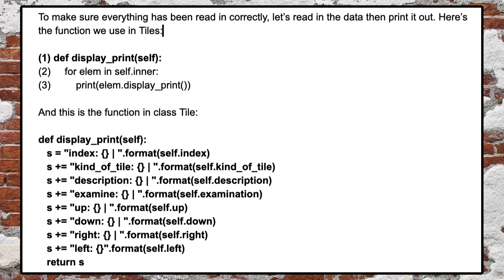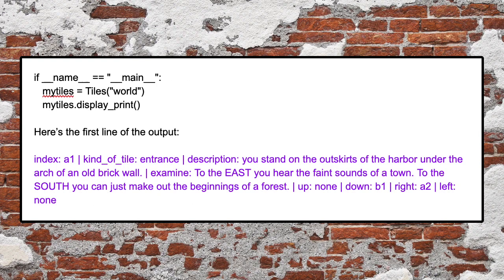So now I want to test to see that tiles is working the way I want it to. Just for testing purposes, I create a tiles object variable at the bottom of my classes.py and I place the following code there. Now I run the program and here's the output. And as you can see, everything's working wonderfully.